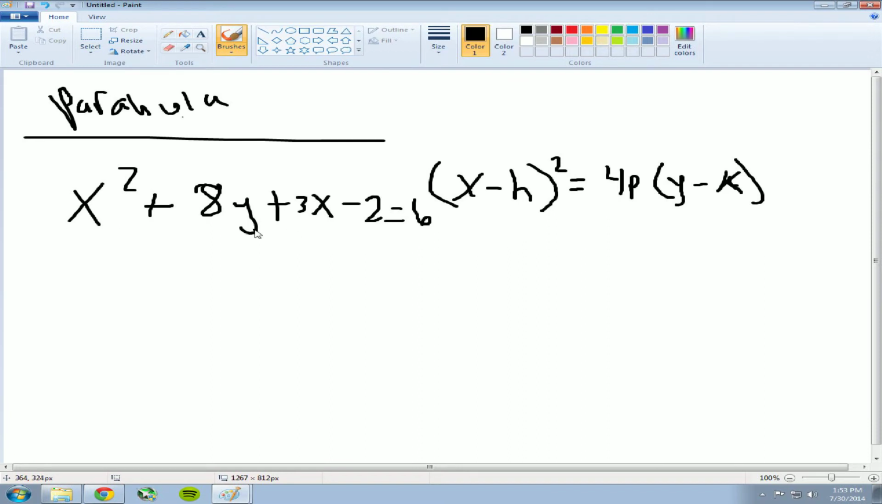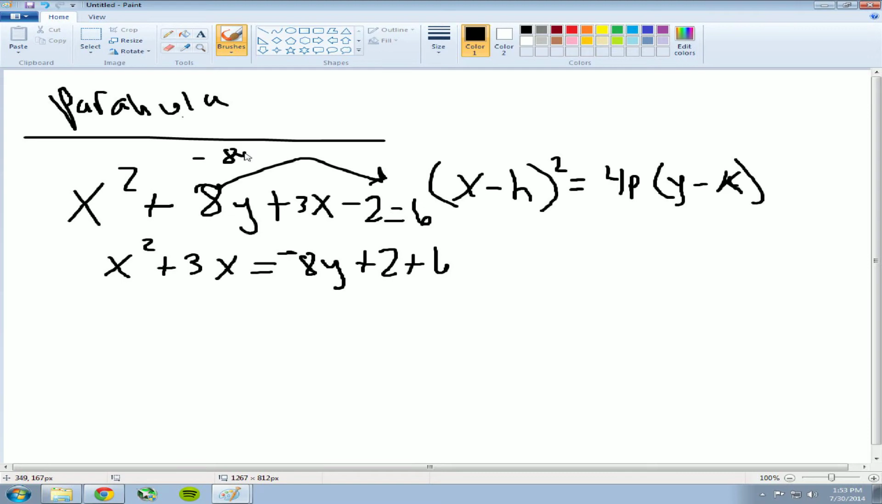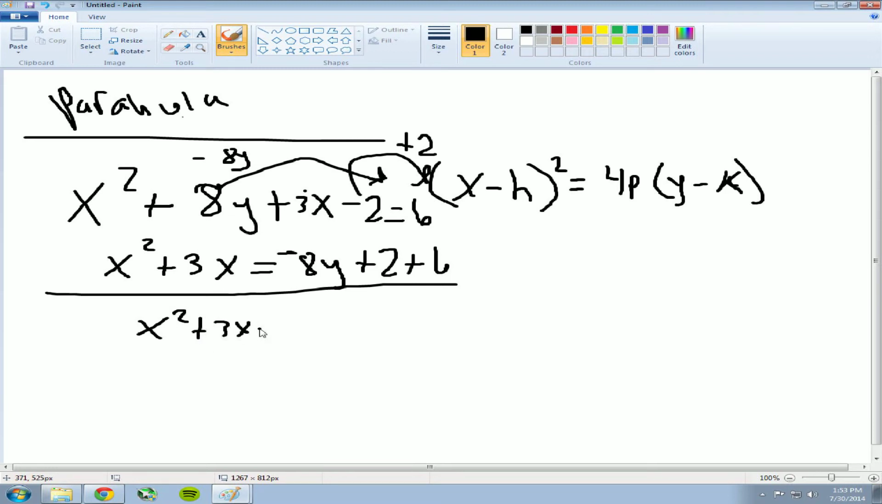So first things first, we want to get everything on one side. We're going to keep all the x's over here: x squared plus 3x equals, move everything to the other side, negative 8y, because you subtract, plus 2 plus 6. What I did was I moved the 8y over here, so I subtracted 8y, and I moved the 2 over here, so I added 2. I have this equation right here, so I'm going to add like terms: x squared plus 3x equals negative 8y plus 8.